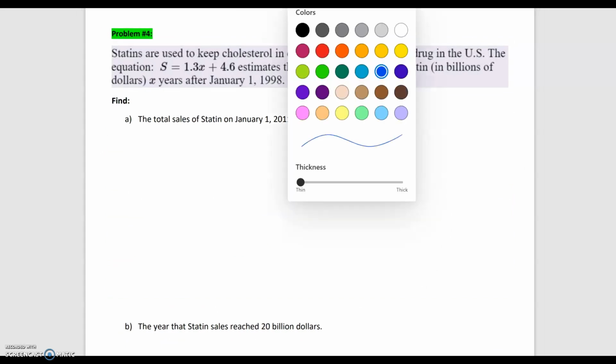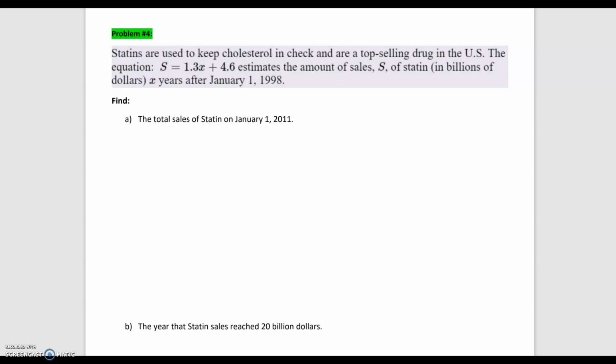And one important aspect of this problem is the units. So they're talking about billions of dollars. And then X represents years after that specific date. Now, on problem A, and then also this is the mathematical model that would give us the revenue for this company. And problem A, they want the total sales from this company in 2011. And technically from 1998 to 2011, this is going to be X is equal to a total of 13 years.